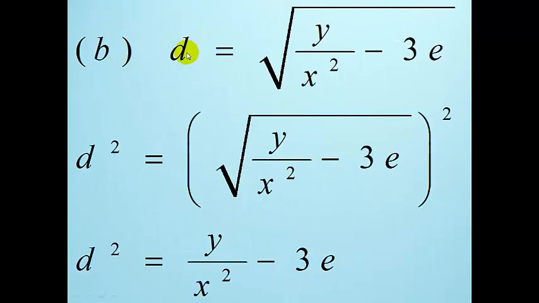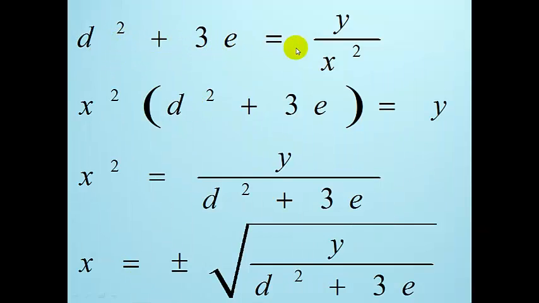Now b, given d equals the square root of y over x square minus 3e. Because we are making x the subject, we have to square both sides to eliminate the root. So when we square the left hand side, we have d square, and squaring the right hand side, we have the root of y over x square minus 3e all square. Now we have d square is equal to, the square will cancel the root, so we are left with y over x square minus 3e. Because we are making x the subject, minus 3e on the right hand side becomes plus 3e on the left hand side.